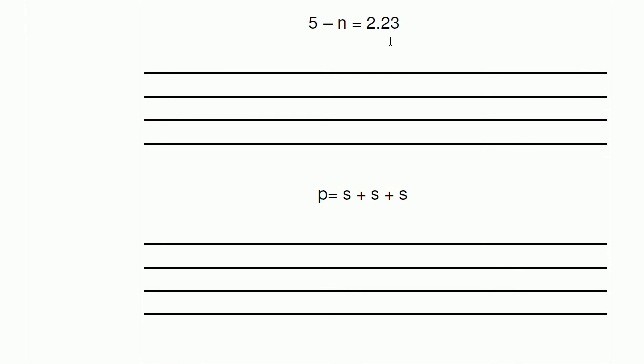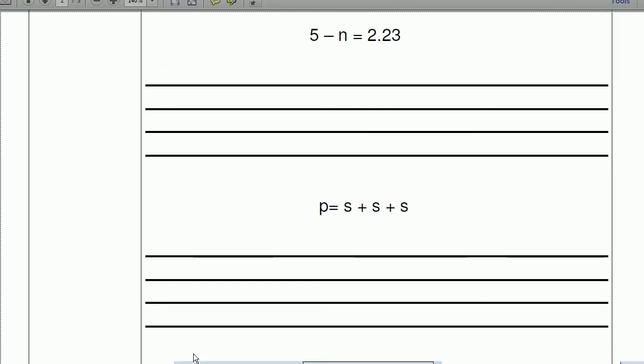5 minus n equals 2.23. Okay, so in this case, let's see, what else do I like?